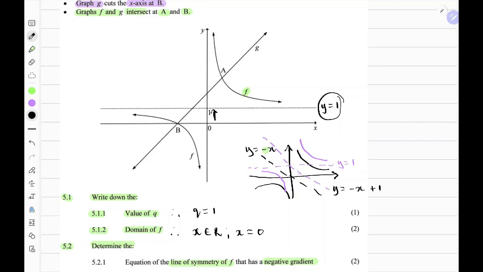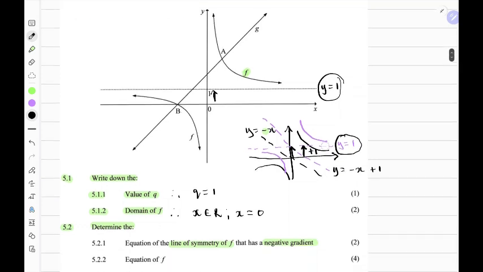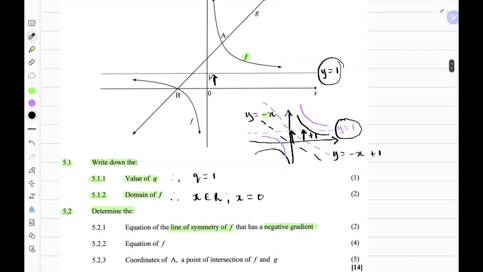Because remember, the hyperbola gets shifted 1 unit upwards. And if the hyperbola gets shifted 1 unit upwards, it means its line of symmetry also gets shifted 1 unit upwards, defined by the equation of the asymptote y is equal to 1. So the equation of the line of symmetry for f of x would be y is equal to negative x plus 1.